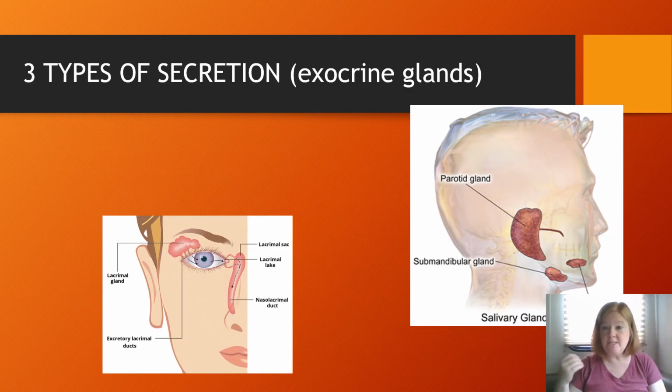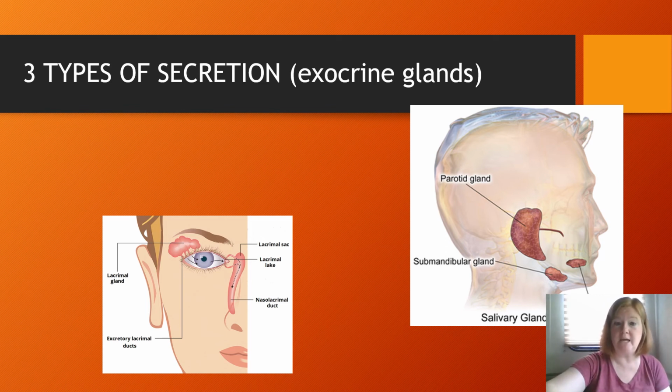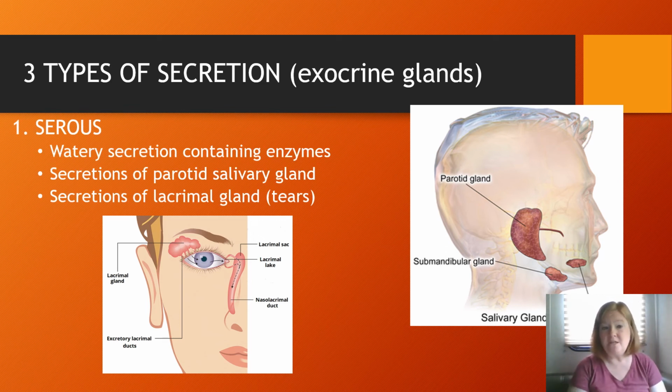Now there are three types of secretion. So we had three mechanisms of secretion, now three types of secretion. We can have serous secretion. So that's watery. It may have enzymes in it, but it's a watery secretion. So we have the parotid salivary gland, the lacrimal gland for our tears. Serous secretion. It's watery, but has enzymes.